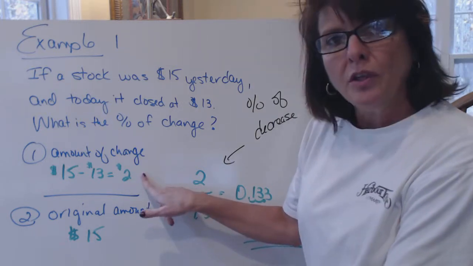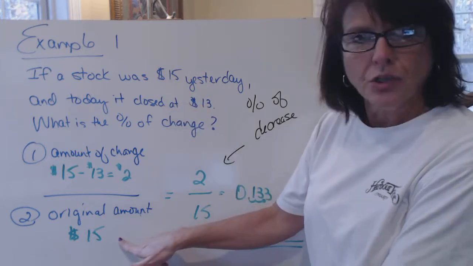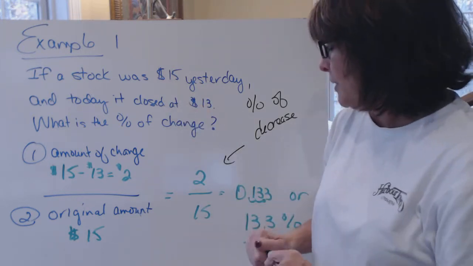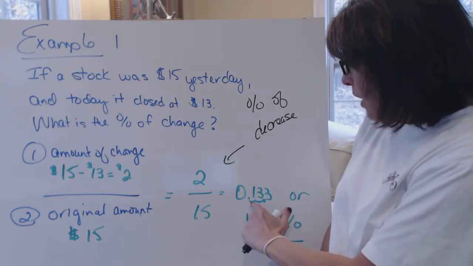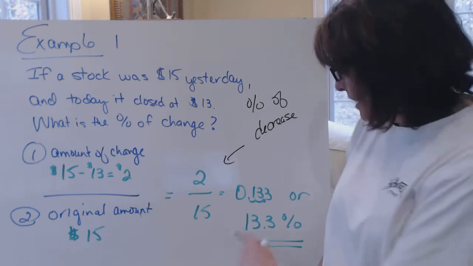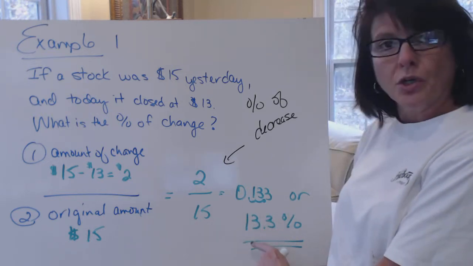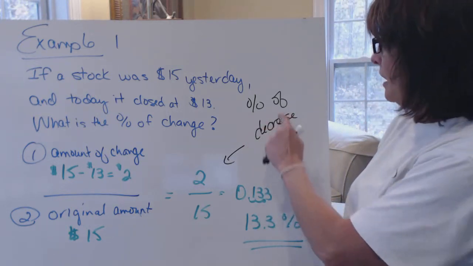That means when we find the percent of change, it's going to be the percent of decrease. Okay, now we know that the amount that changed was $2. We started with $15 yesterday, so 15 becomes our denominator. 2 divided by 15 is going to give us a decimal, 0.133. When we change that decimal to a percent, move it over two places, it becomes 13.3%, percent of decrease.